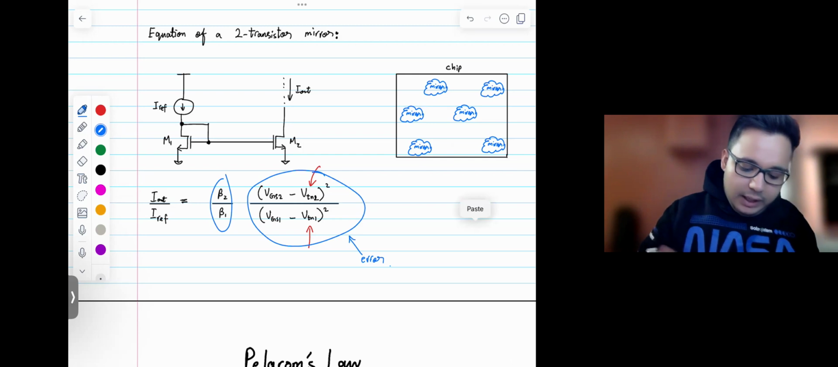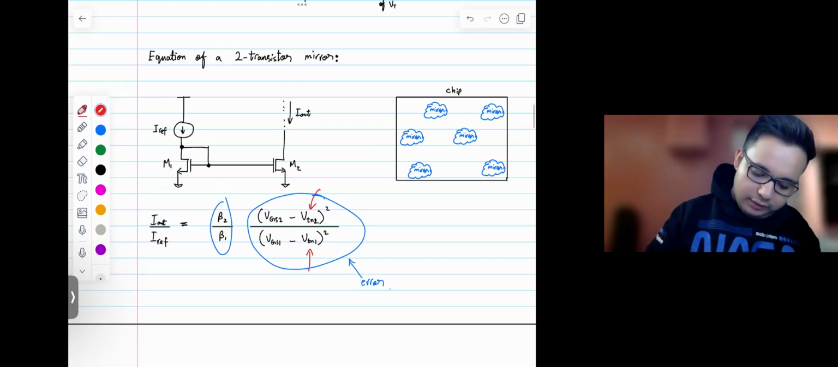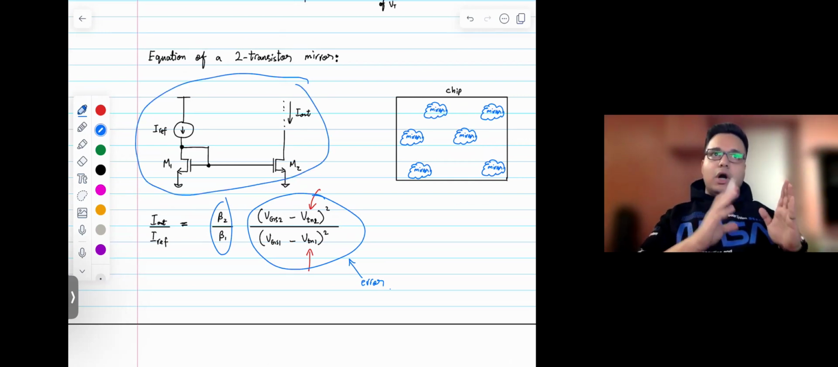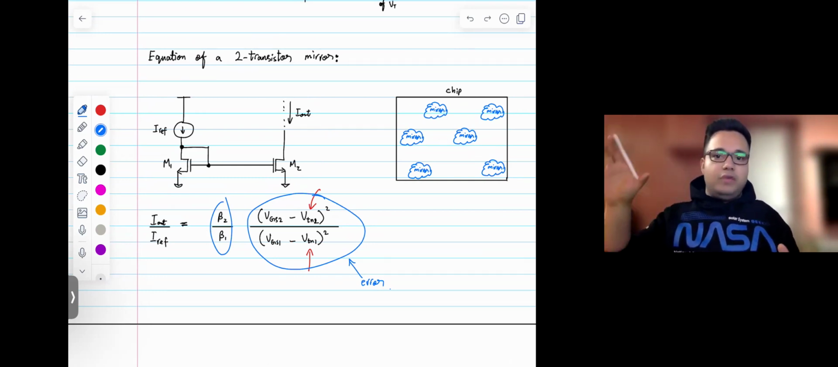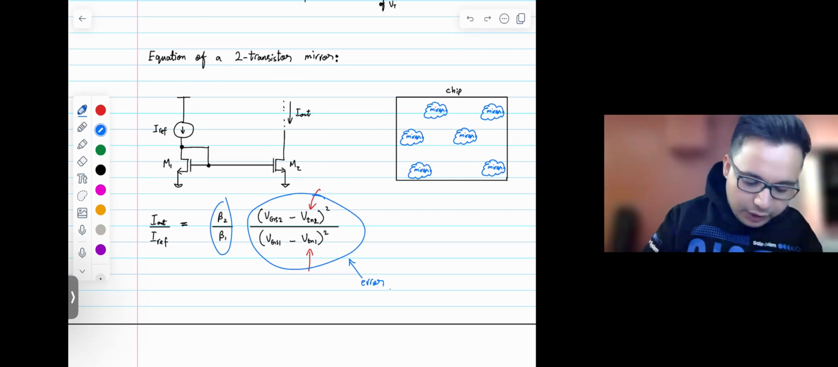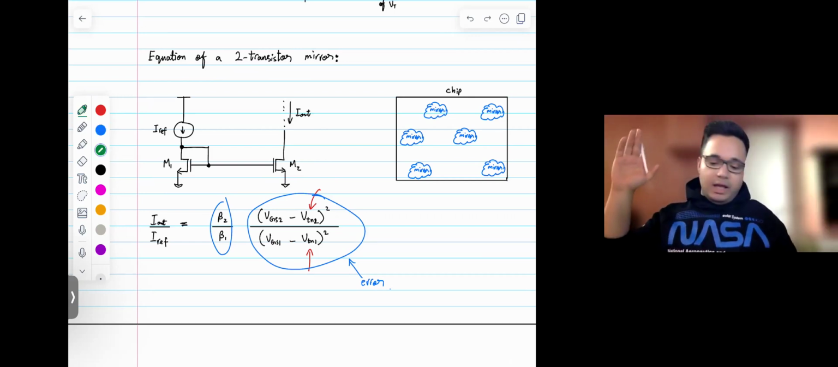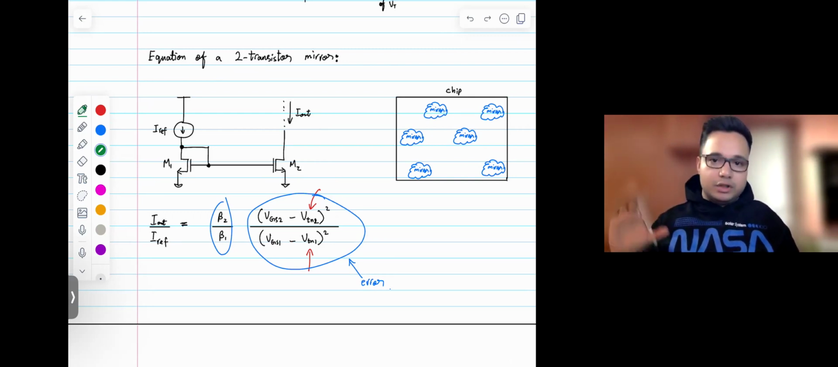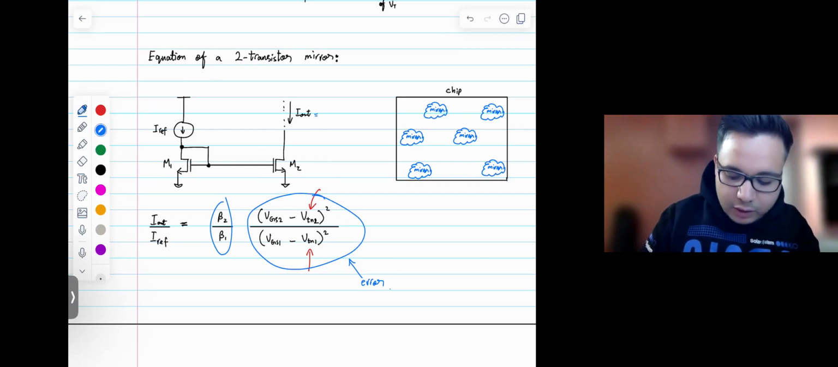Now let's think about it: if you have this current mirror, and let's say you have copied it and placed it in multiple different parts of a chip. That's what I've shown here on the right. You have a chip and the same mirror, copied and placed in different parts of your chip. And let's say, for the sake of an example, this I out you designed to be 20 milliamps.